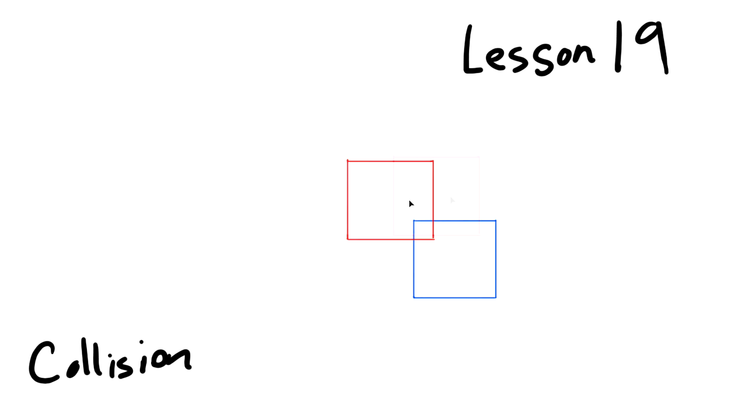To determine whether something is colliding, you do a bunch of comparisons. You compare the right side of the red to the left side of the blue. Right side's got to be greater than the left side of the blue, and the left side of the red has to be less than the right side of the blue. That makes sure that we're somewhere within this range here. Now you got to do the vertical. So the bottom of the red's got to be greater than the top of the blue, and the top of the red has to be less than the bottom of the blue.